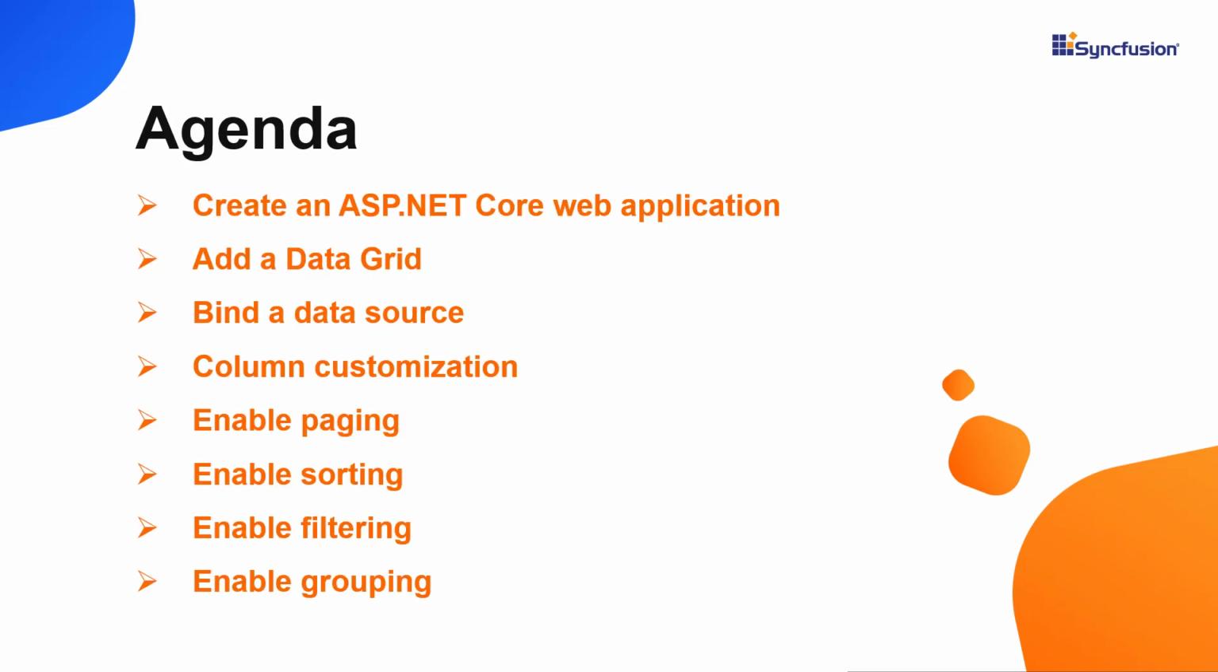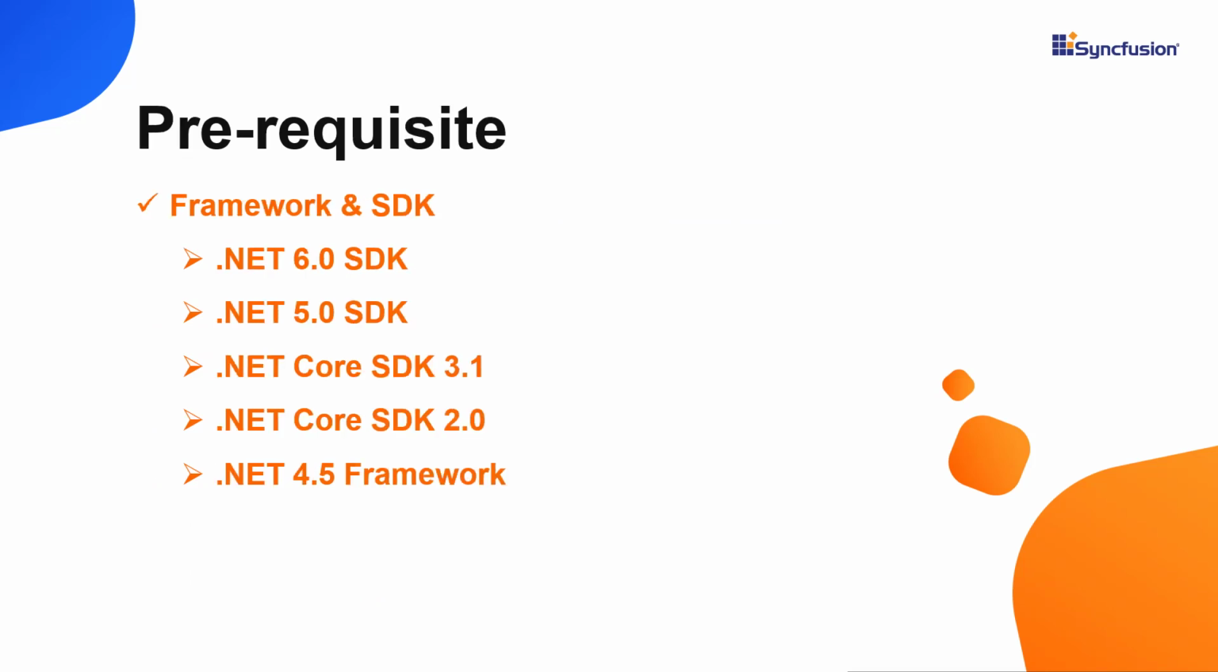In this video, I'll show you how easy it is to add a data grid to an ASP.NET Core web application. I'll also show you how to bind data in a grid and enable some features like paging, sorting, filtering, and grouping. Let me start with the creation process of an ASP.NET Core web application.